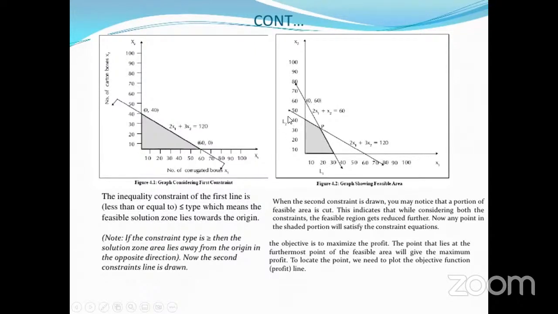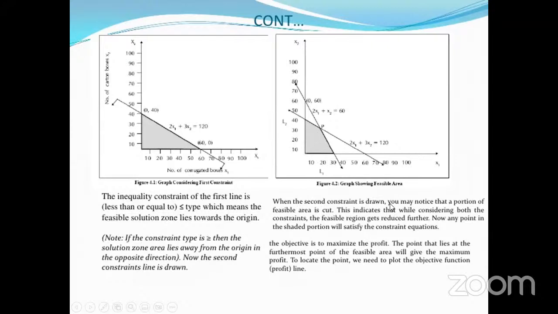So the first equation line is 60 comma 40 and the second equation line is 30 comma 60, right? When we draw these two equations, the satisfying area is this area only. Why? Because they are less than or equal to type constraints. If it is more than or equal to, that is greater than, the area will be opposite to the origin. That is what I told you in step 2 or step 3. The solution region is this one. That means the feasible zone is this zone.